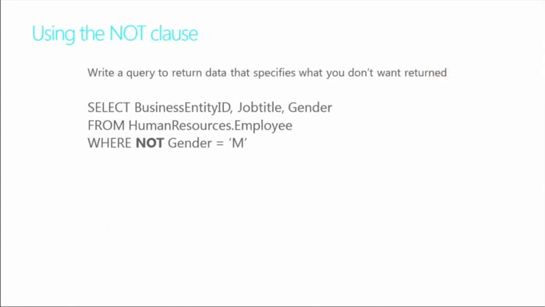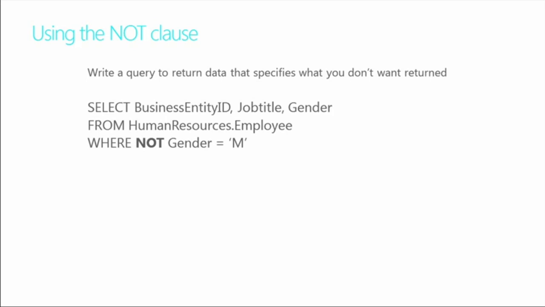So that's saying how we want to grab content. What if there's content we don't want to see? We've got the NOT clause. So what this is, I'm going to grab these 3 items, business entity ID, job title, and gender, for columns, from the employee table, where not gender equal M. It's kind of weird when you say it, where not gender, but where not gender equal M. So when I run that, I should only see gender equal F, because I'm telling it I don't want to see gender equal M's, I just want to see the other items.